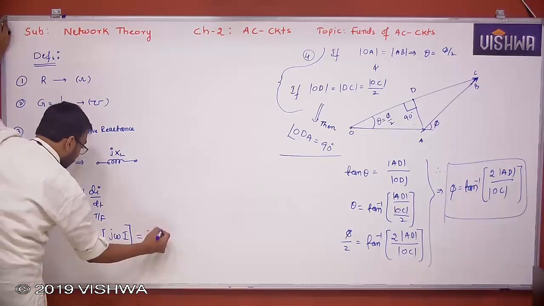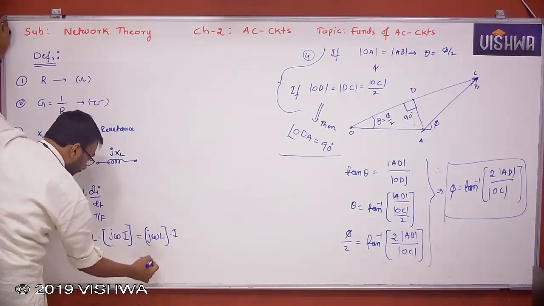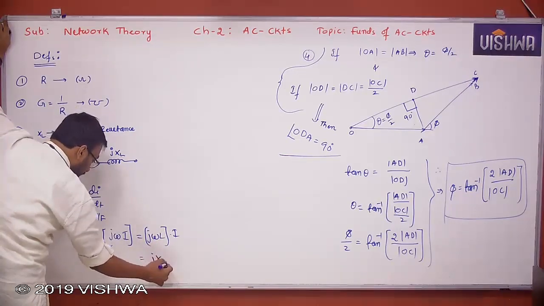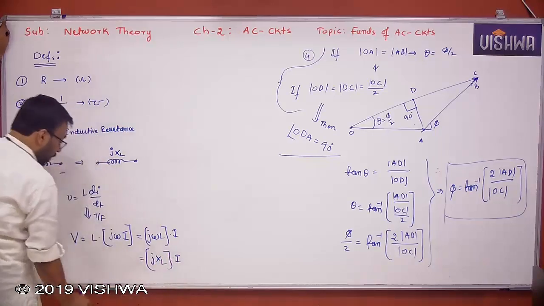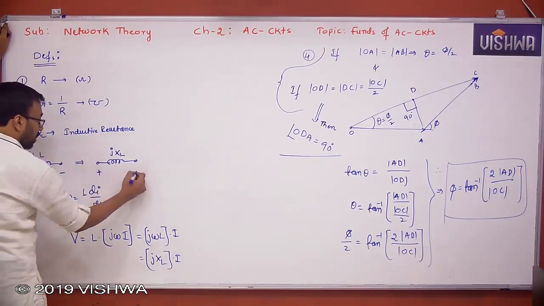J omega L into capital I. But what is J omega L? Nothing but JXL into capital I. Yes or no, all of you? So V is equal to JXL into I. It's Ohm's law, capital V.